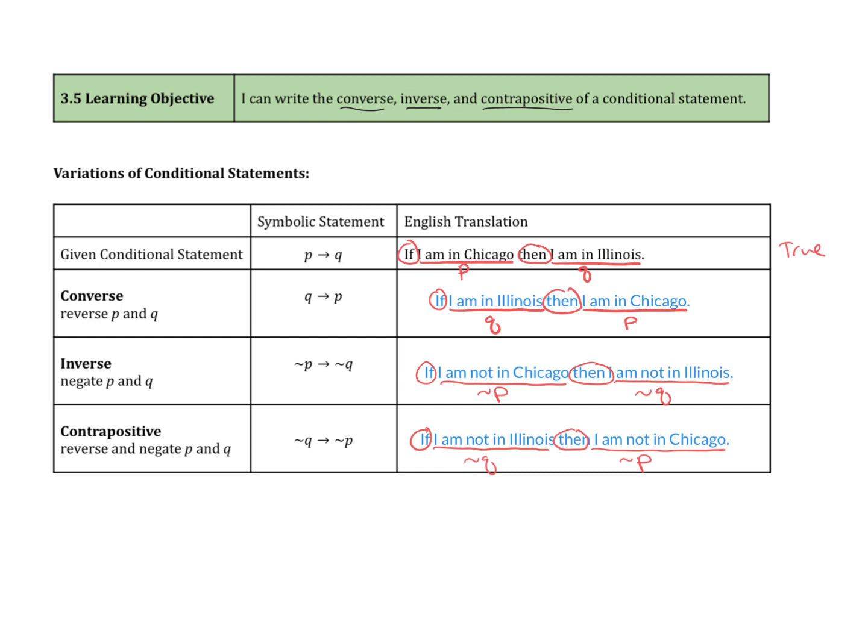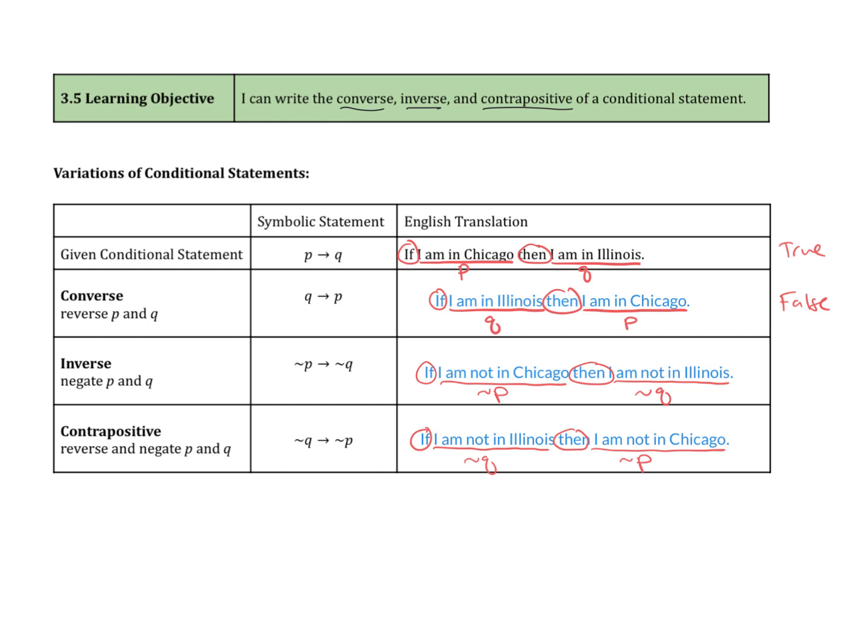Okay, hopefully you had a chance to consider these. The converse, "if I am in Illinois, then I am in Chicago," that statement is false. Just because you're in Illinois doesn't mean you're in Chicago. You might be in Illinois and not be in Chicago. You might be in Elk Grove Village. So that's a false statement, which means it's not going to be equivalent to the original conditional statement.